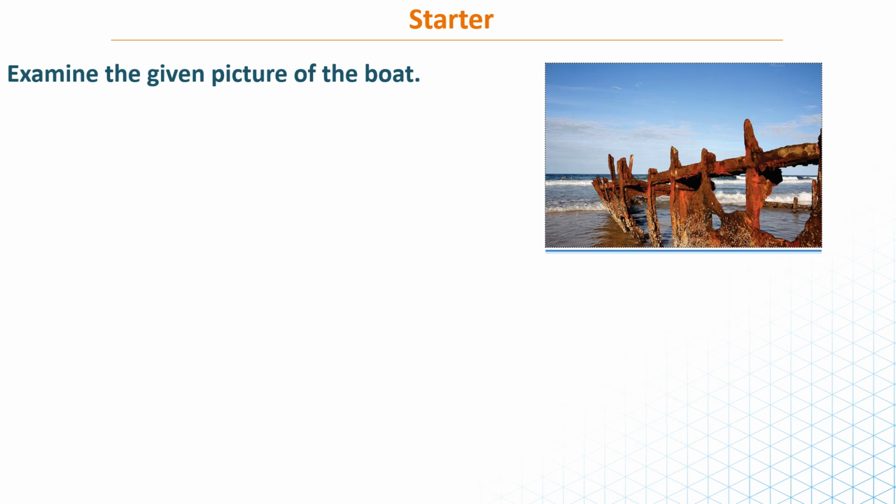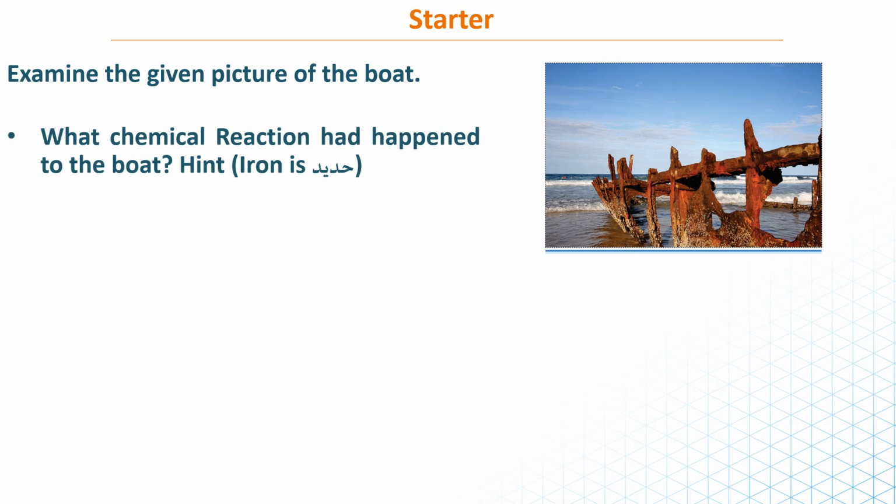Okay. Now let's start with stimulating our mind and have a look at this boat, guys. So what's the name of the chemical reaction that happened to this boat? Okay, imagine this is like iron, hadid. طبعا, many of you will say in Arabic, صدأ, right? And some of you will say in English, rusting or rust, right? So this is the reaction. When iron reacts with oxygen, gives me iron oxide. This is the reaction, guys. So it's rust, right? You know about that.